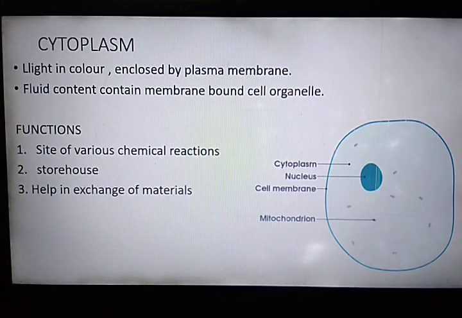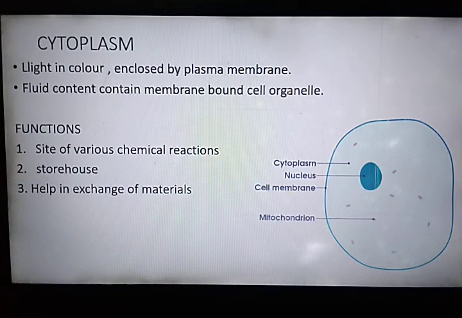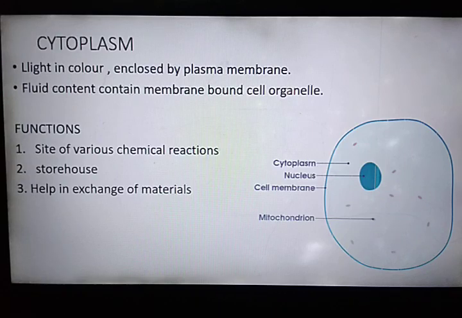Now, what is the function of the cytoplasm? First, it acts as a site for various chemical reactions. Most of the activities of the cell take place inside the cytoplasm. It helps in the exchange of materials between cell organelles. Last, it also acts as a storehouse of various chemical substances.